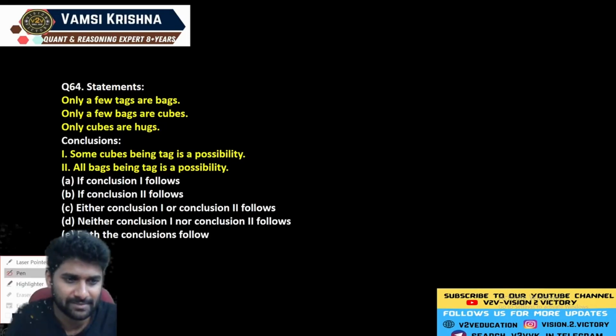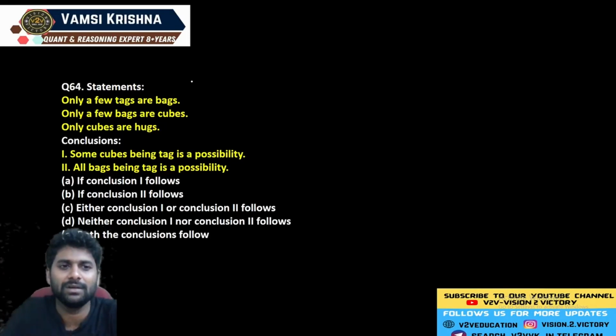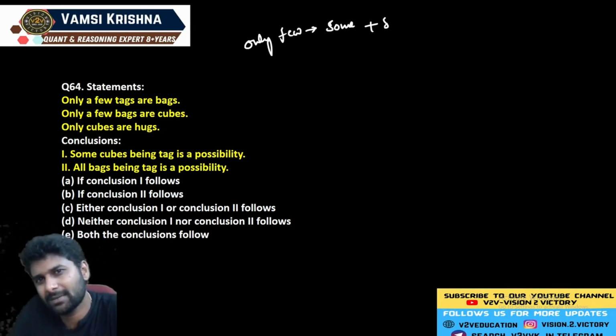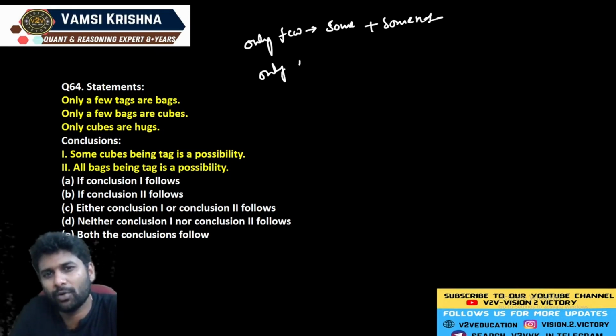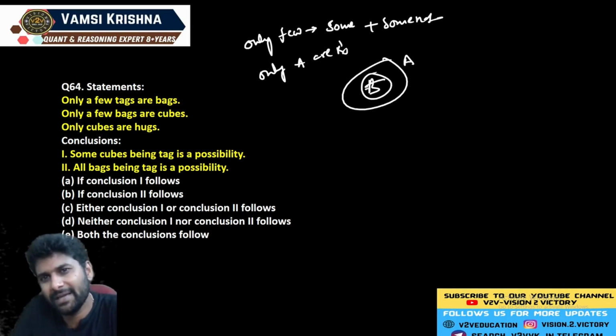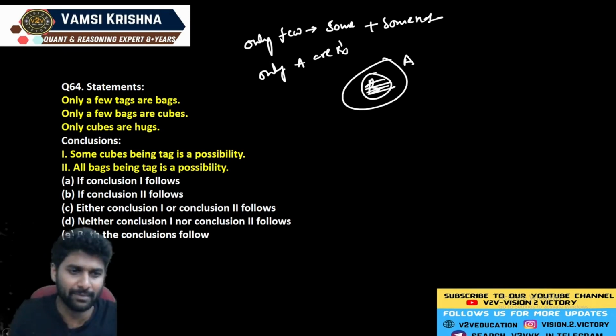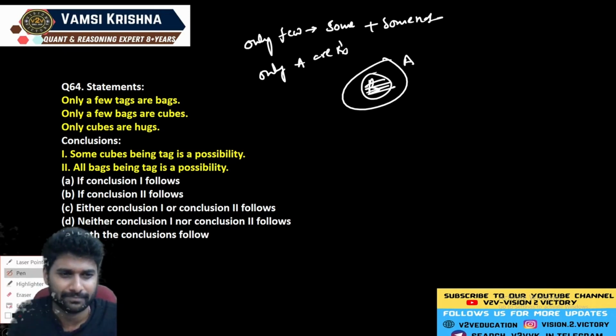Go through the syllabus. Guys, remember, only few: you have to represent both some plus, some not. Only means, for example, only A's are B's means all B's are A's and B's belong to A only. You can't place that B into any other region. Remember these 2 points.